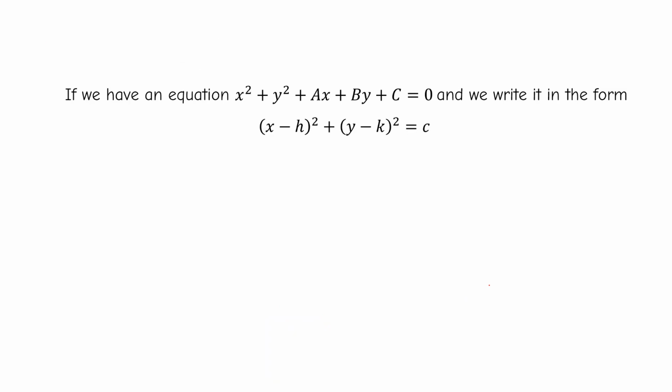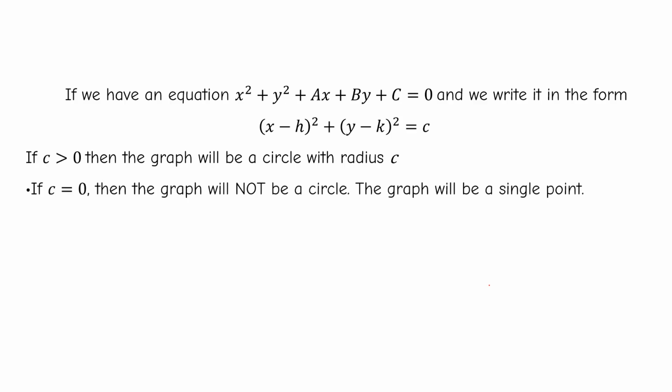So if you have the equation x squared plus y squared plus ax plus by plus c equals 0, and you write it in standard form, x minus h, quantity squared, plus y minus k, quantity squared, equals c, if c turns out to be greater than 0, you've got a circle because you'll have a radius and you'll have an h, k, your center, you're all good. If c turns out to be 0, then it's not a circle, it's just a point, the center, h, k.